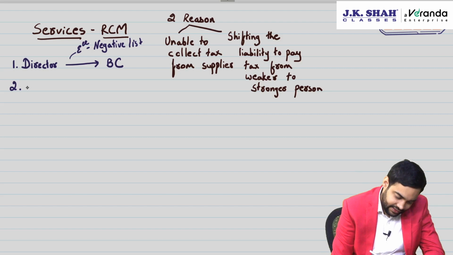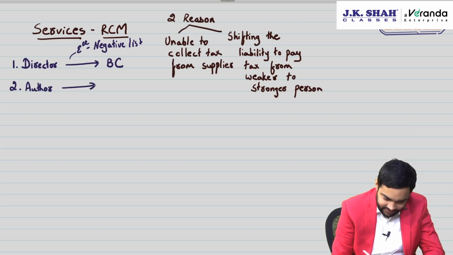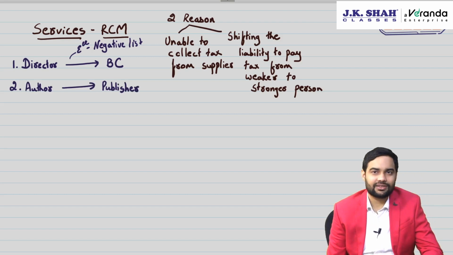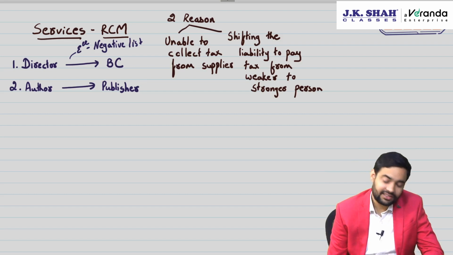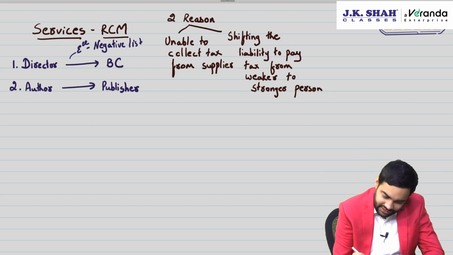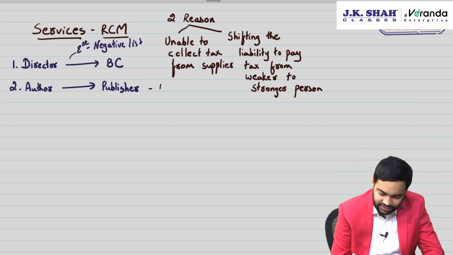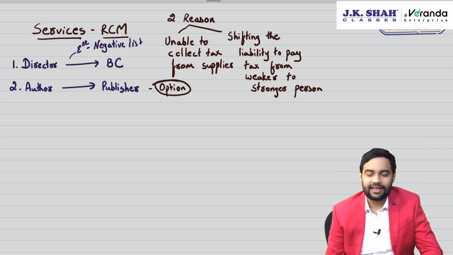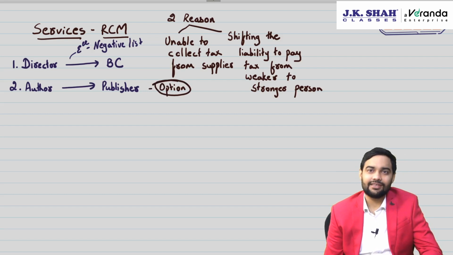Okay, then second one is author providing services to the publisher. Now, author providing services to the publisher, publisher has to pay tax under RCM. But here note that author has an option to pay tax under forward charge. There is an option where author can choose that he wants to take registration, inform the department, and then he has to remain under forward charge for 1 year.